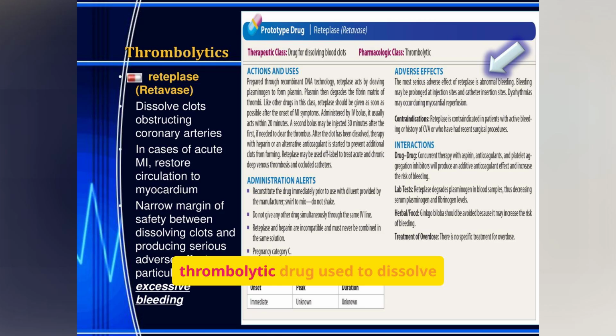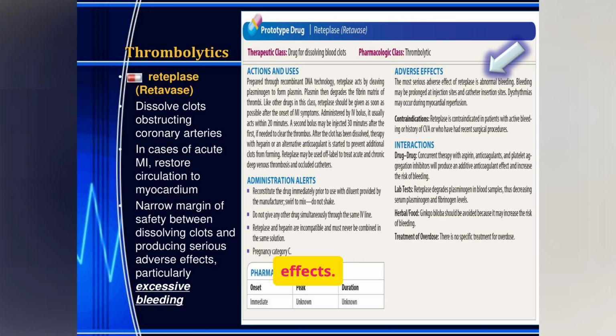Reteplase is a thrombolytic drug used to dissolve clots. We'll discuss its actions, uses, and potential adverse effects. Reteplase works by dissolving fibrin in clots. It's given IV during acute MI to restore blood flow, but it comes with a bleeding risk. Watch for bruising, nosebleeds, or GI bleeding. Avoid unnecessary injections or catheterizations during use.